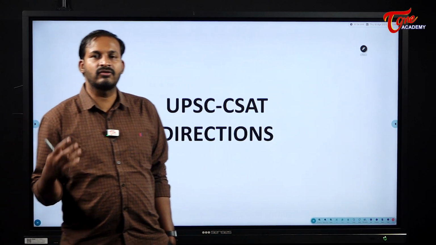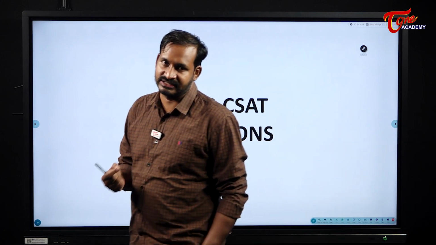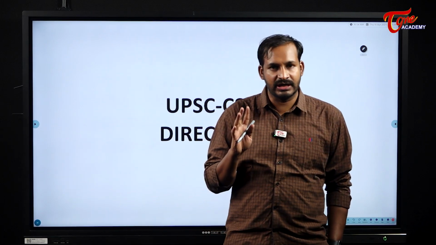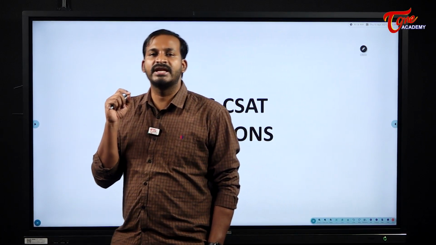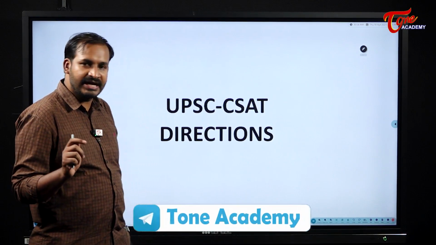In our last session, we discussed some of the problems from clocks and calendars. So, in this session, we are going to discuss another easy and important concept, that is directions. Definitely they are going to ask one question from this area, and this concept will be very easy. At any cost, you should not lose marks from this area called directions, students.